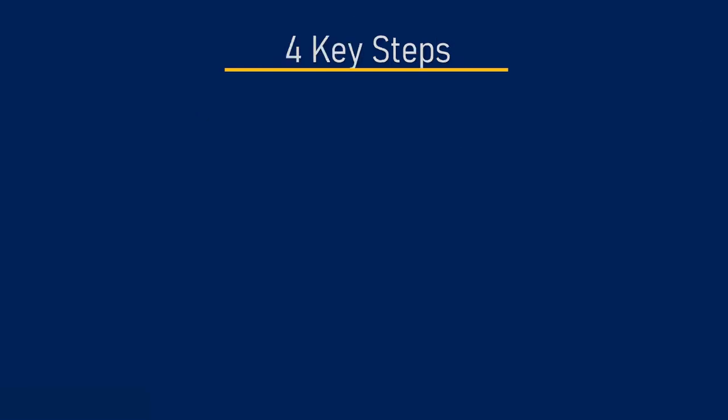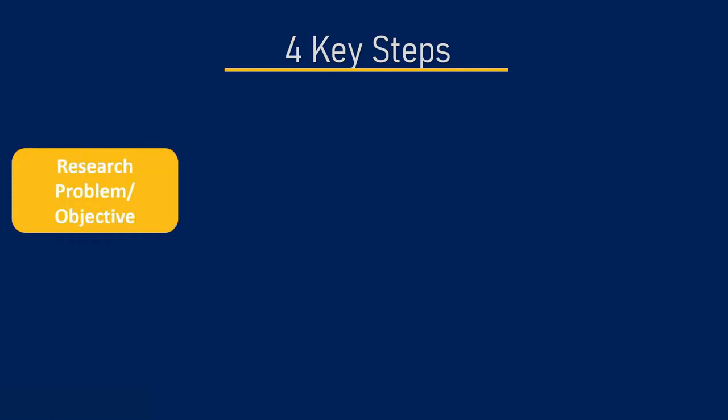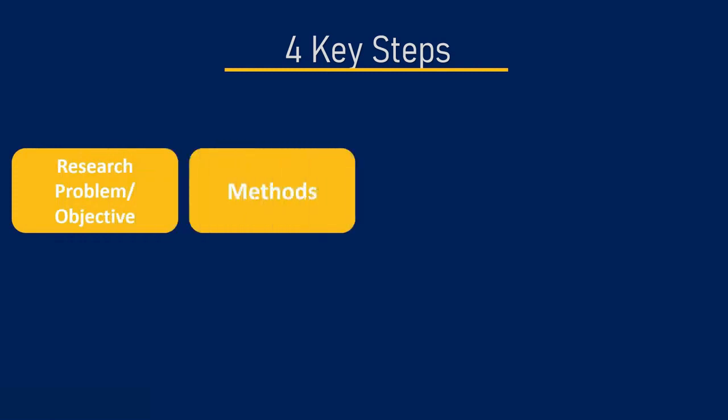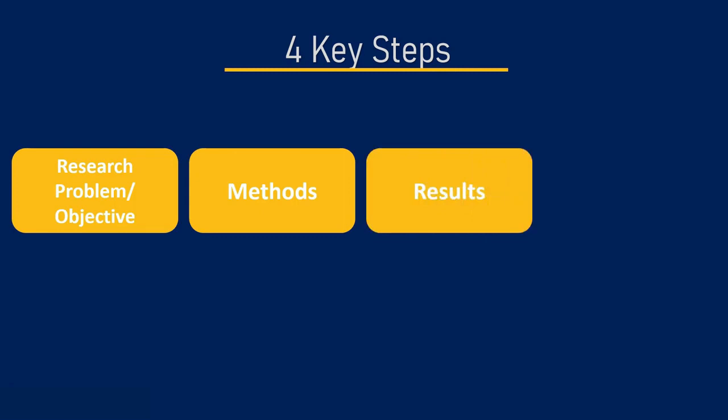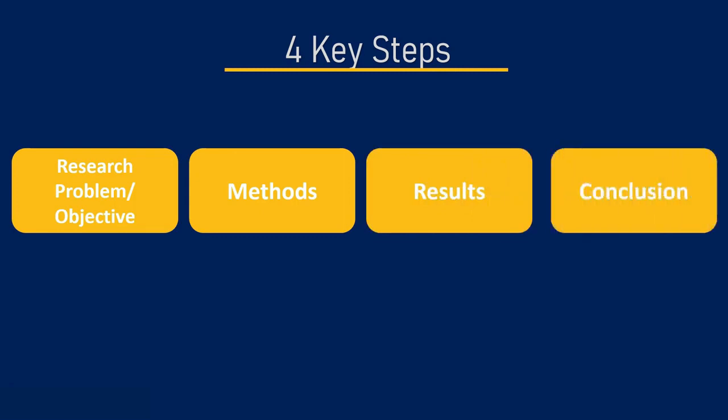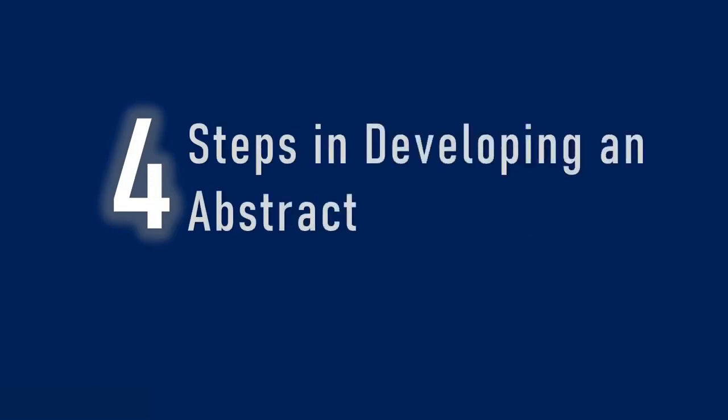4 key steps of writing an abstract. In most cases, the abstract should contain 4 key elements. 1. Your research problem and objectives. 2. Your methods. 3. Your key results or arguments. 4. Your conclusions. Now let's learn about the 4 steps in developing an abstract.